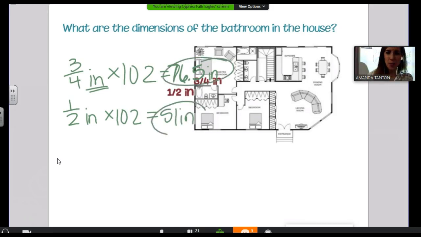But like I said, if you want it to be more of a real world answer, divide them both by 12 and put them in feet, because right now they're still in inches.